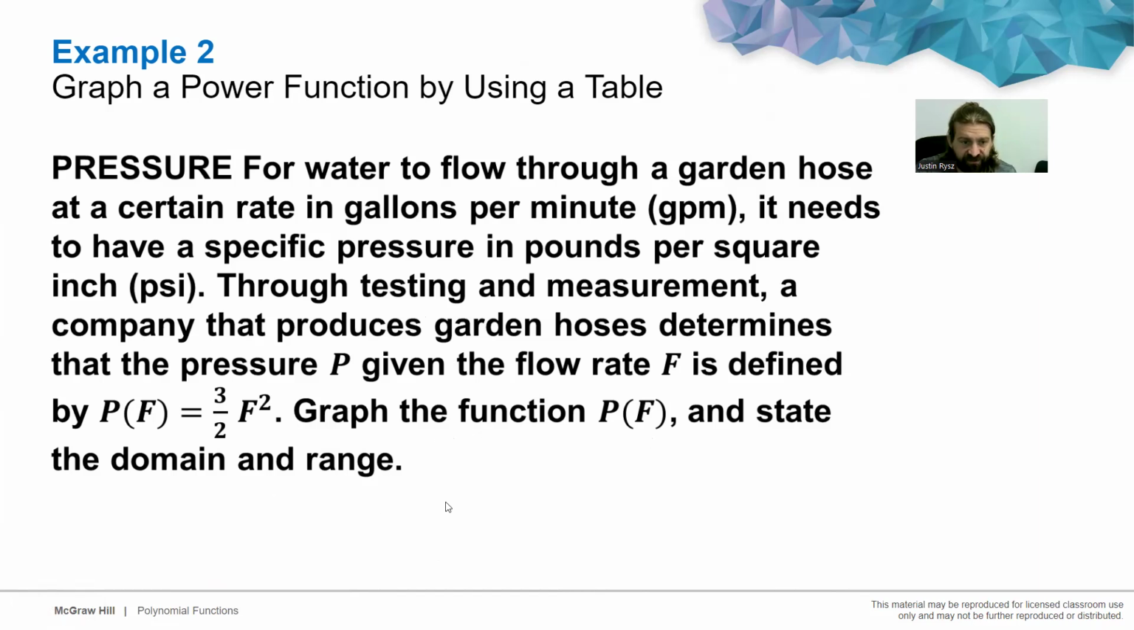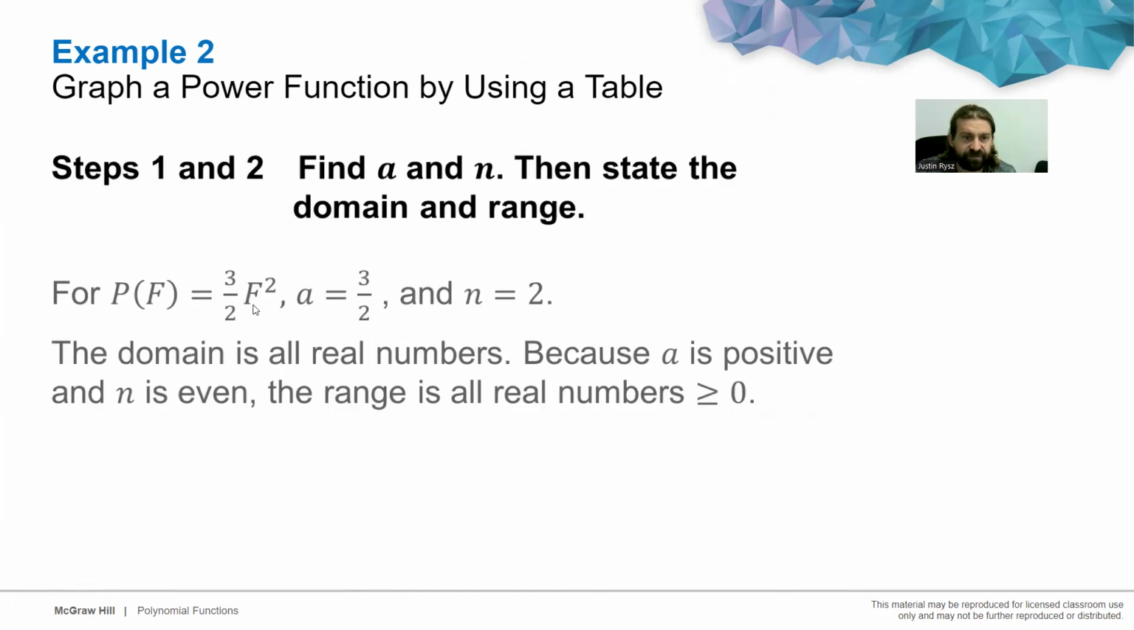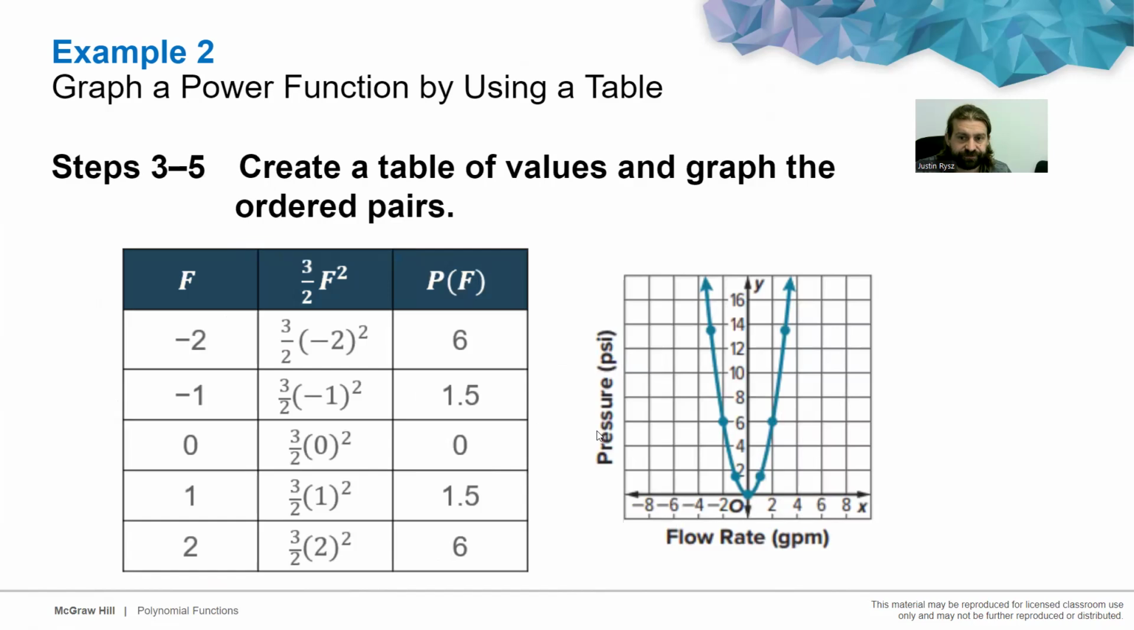So if we were to graph this function and state the domain and range. Okay, one thing to notice here is that the a is a positive number. Even though it's a fraction, it's still a positive number, and n is 2. So since we have an even positive degree, we're going to start at positive infinity, end at positive infinity. The domain is all real numbers, and then the range is anything greater than or equal to 0. So we should get values that look like such.